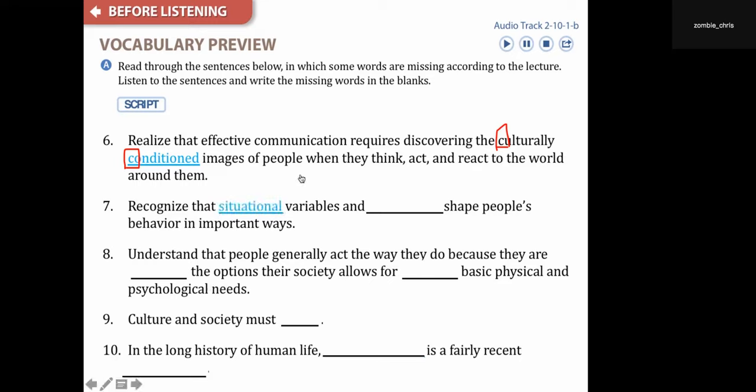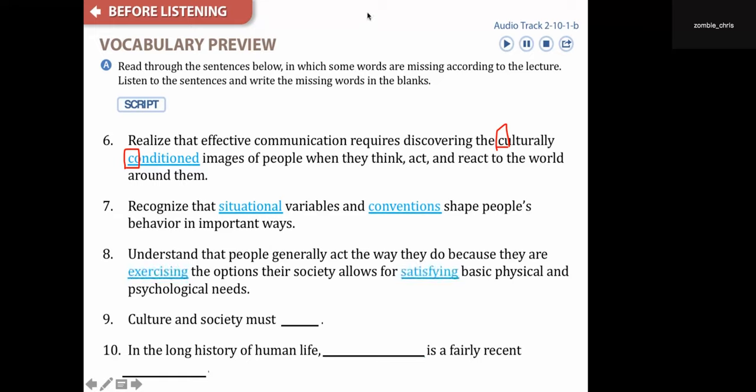Situational variables, again, we have situation as the word root here. And then we have al, because variables is the noun. We need to change situation to an adjective, and we can do that by just adding al. Conventions, another French word. Situation, convention, T-I-O-N at the end means a French word.